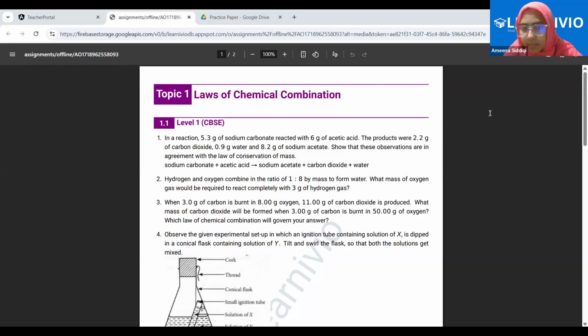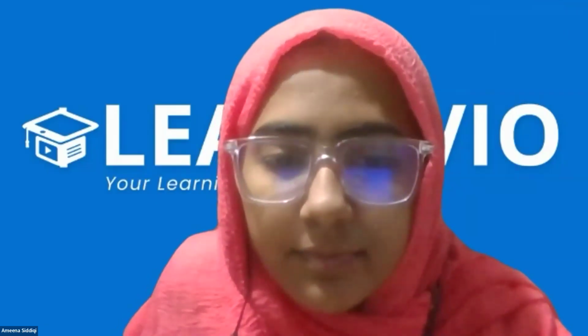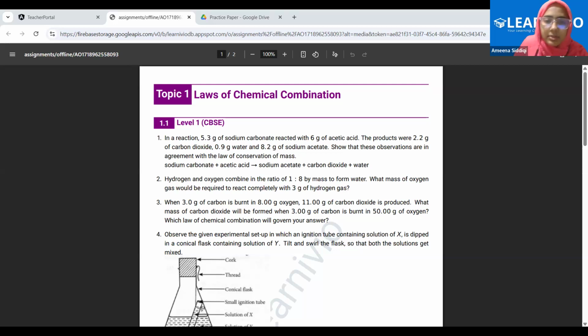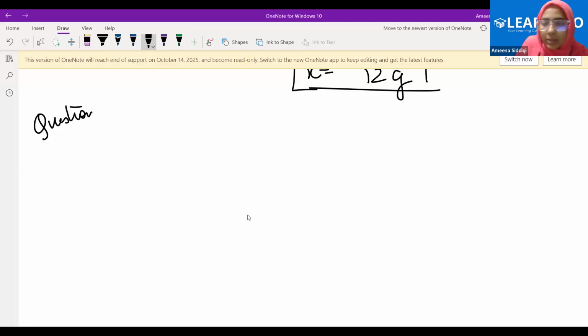Ma'am, we have to find it using cross multiplication, right? No, bache. Total mass on the reactant side, 5.3 and 6. How much will it give you? 11.3. The question is given like this. See, if you write what the question is saying, the question is saying this.